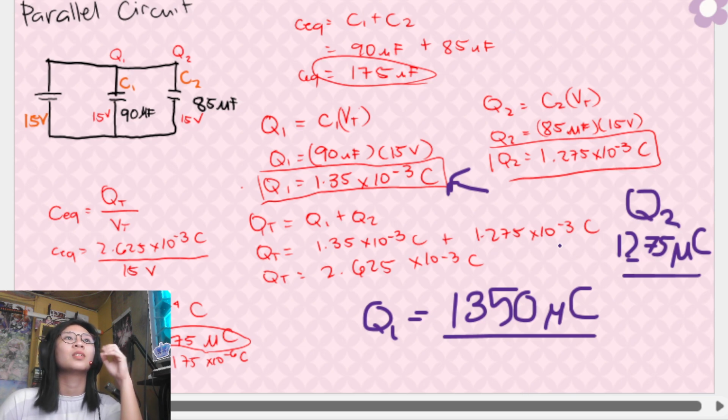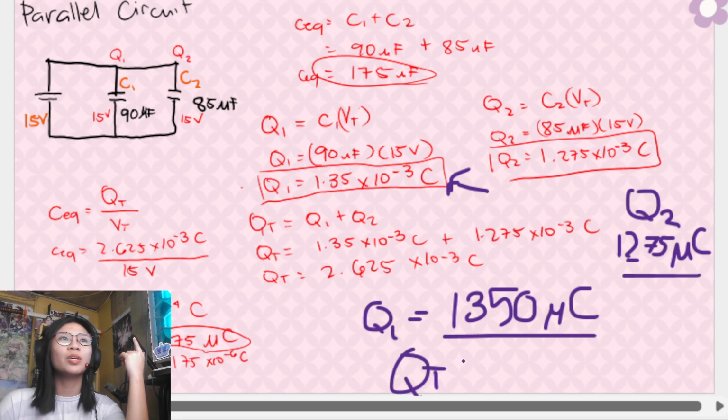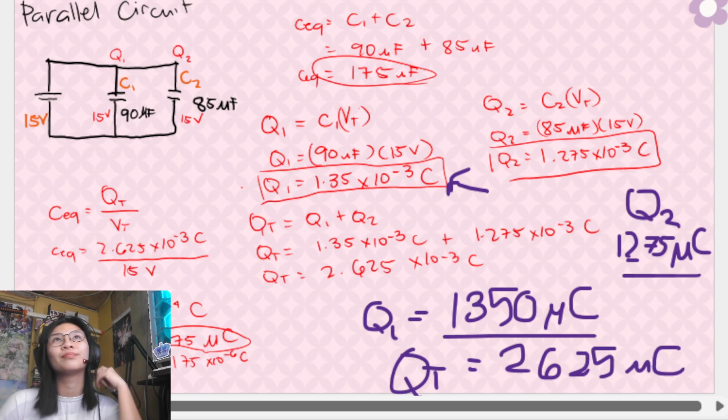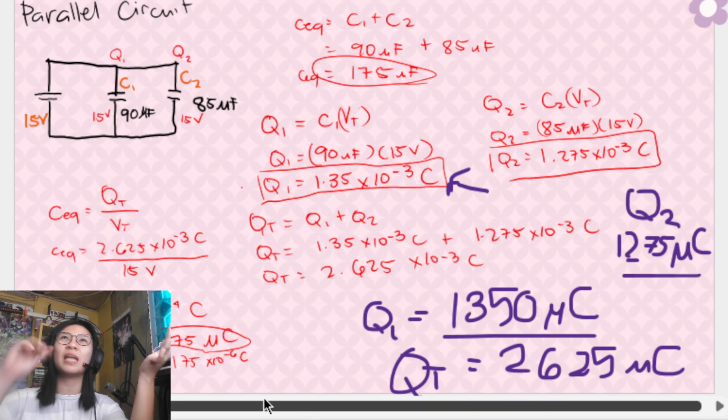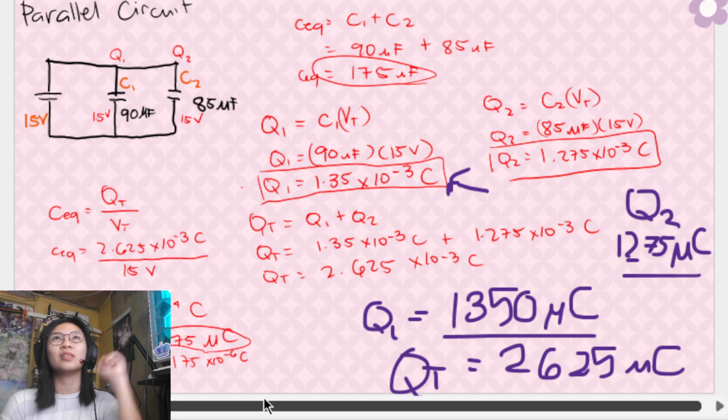Yes. So basically, you'll go back to your QT, where your QT is 2,625,000 microcoulomb. Okay. So that is one of my techniques: when there is a prefix, I don't convert it to scientific notation. I just take the value and multiply or divide it, if it is division.